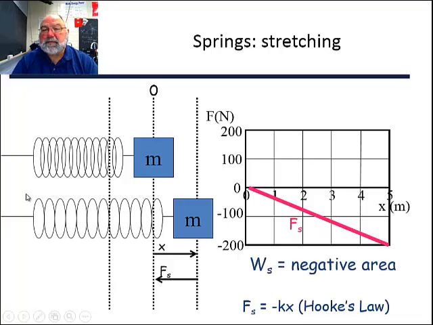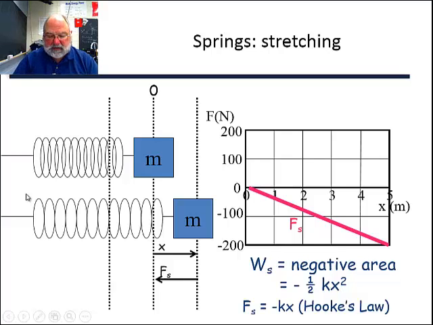If you remember from the previous topic on variable forces, the area under the force-displacement curve is equal to the work. So the area of that triangle is minus 1/2 kx squared. Where does that k come from, and the x squared?